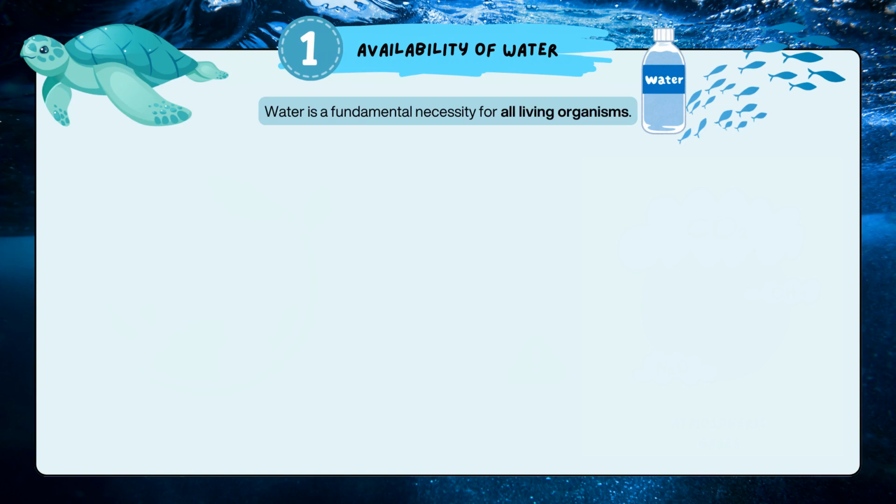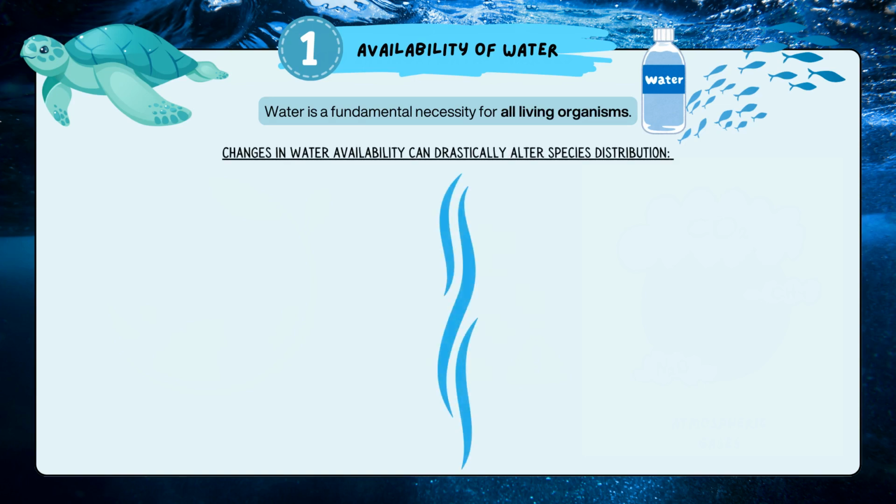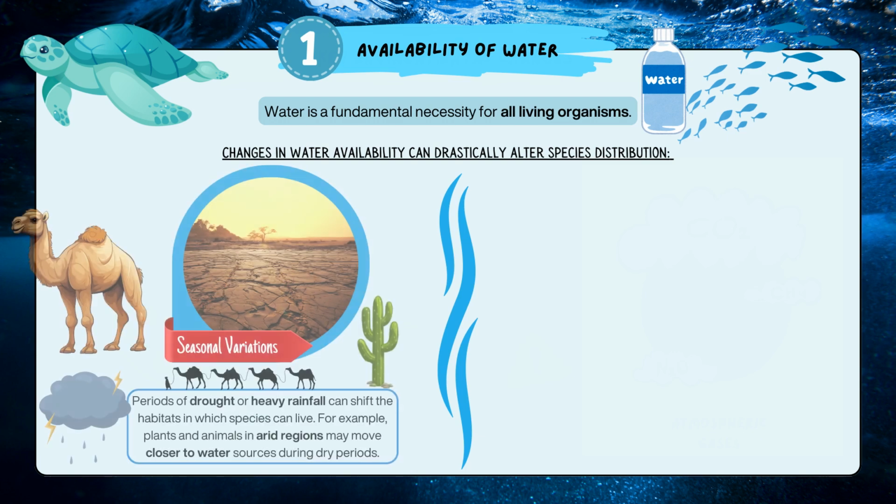Water is a fundamental necessity for all living organisms. Changes in water availability can drastically alter species distribution. There are factors that affect water distribution. These include seasonal variations. Periods of drought or heavy rainfall can shift the habitats in which species can live. For example, plants and animals in arid regions may move closer to water sources during dry periods.